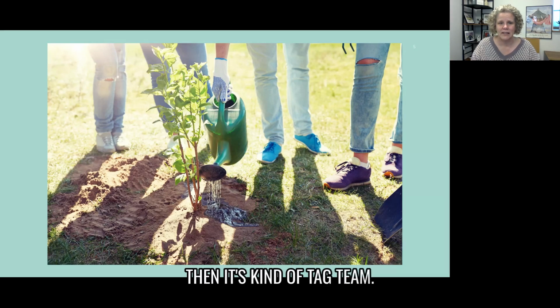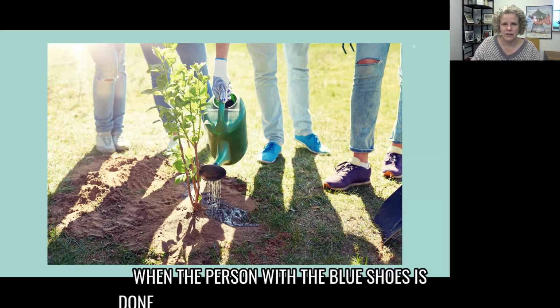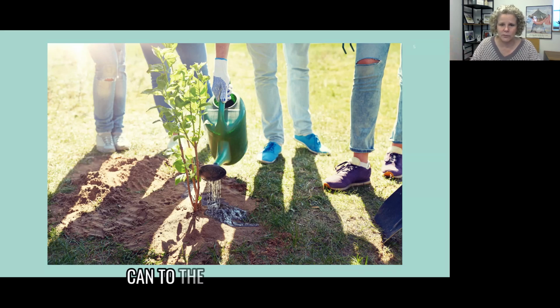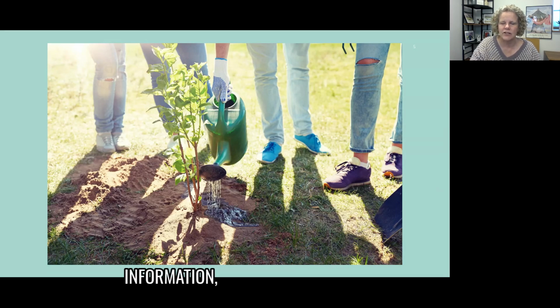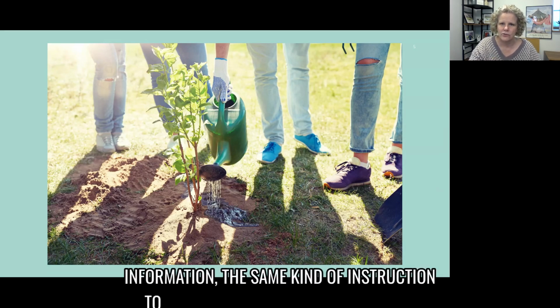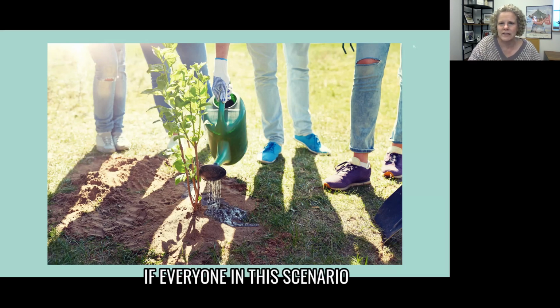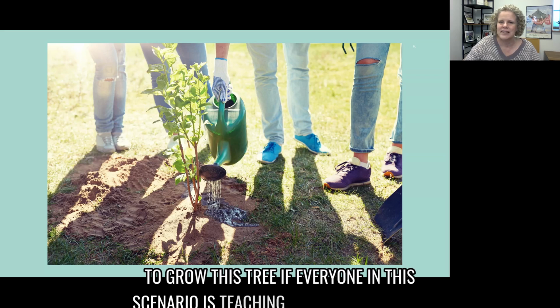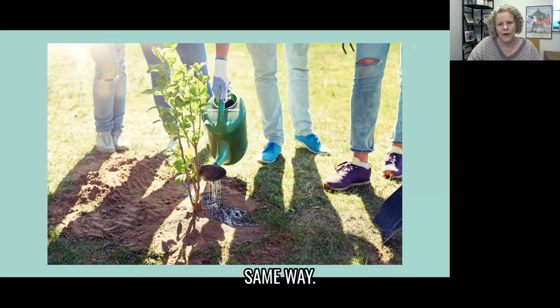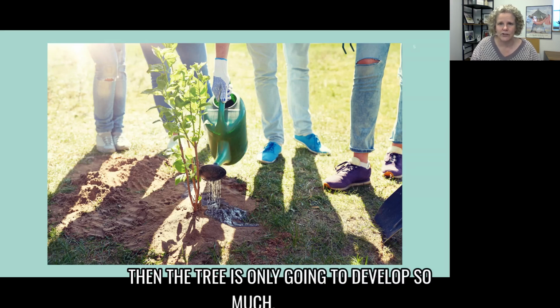Then it's kind of tag team. When the person with the blue shoes is done watering, then they pass the watering can to the person with the purple shoes, and now the person with the purple shoes takes the watering can and gives the same information, the same kind of instruction to the student to grow the student. If everyone in this scenario is giving water to grow this tree, if everyone in this scenario is teaching the same thing the same way, then the tree is only going to develop so much, right?